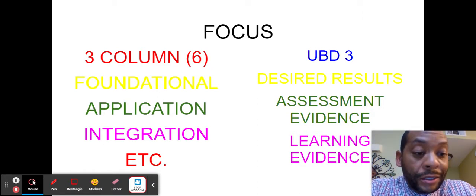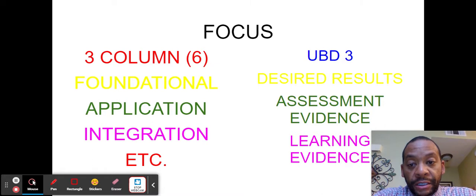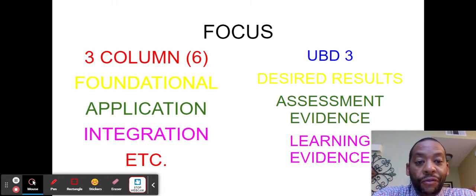Now, nobody wants death by PowerPoint, so we're shooting through this quick. The focus. The three column setup has like 6 areas of focus, whereas the UBD only has 3 areas of focus. And I'm just going to read to you, and I can't stand when people do this to me, the desired results, assessment evidence, and learning evidence. Okay? That is the UBD.